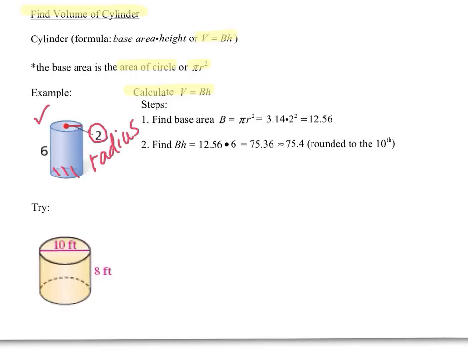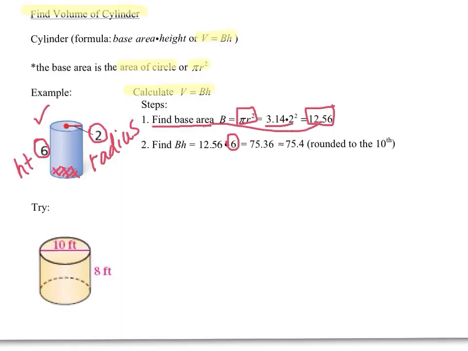So we're going to find the base area, which is a circle, pi r squared. Substitute in 3.14 times the radius squared. 2 times 2 is 4. And we end up with an answer of 12.56. And those are the square units that represent the bottom of our cylinder. That is the base. This number represents the height of the cylinder, and we abbreviate the height as HT. That number goes right here.